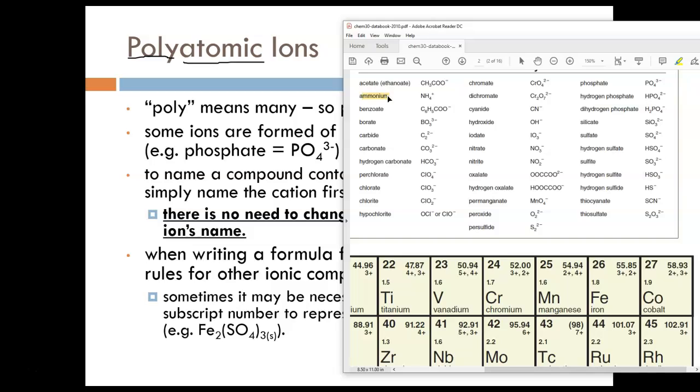Ammonium is right here. Now, ammonium is the only positively charged polyatomic ion. Everything else on here, if you scroll through, is negative. So ammonium behaves like a metal. All of the rest of these, we're going to pretend that they behave like nonmetals. So they become the second part of the name or chemical formula that we're talking about.